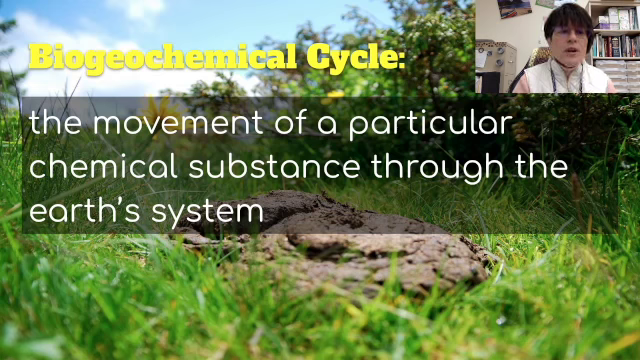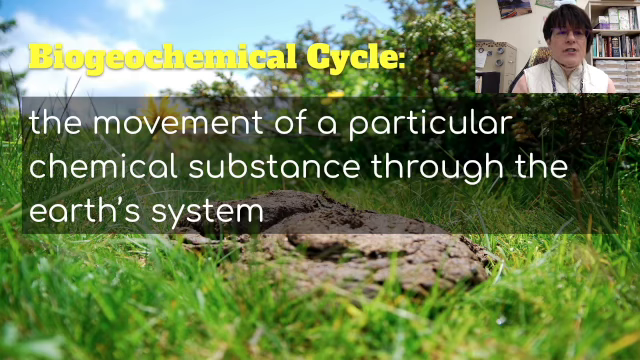Now, we call these cycles biogeochemical cycles, and a biogeochemical cycle is the movement of a particular chemical substance through the Earth's system. So a couple of those biogeochemical cycles are the nitrogen cycle and the carbon and oxygen cycle. Now, we've talked about the carbon and oxygen cycle before. That's where we have photosynthesis and respiration and the interaction there. But the one we have not talked about is the nitrogen cycle.